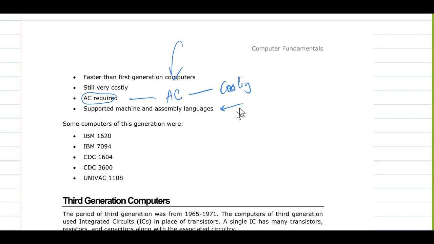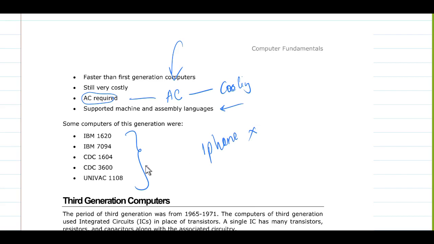So for the examples of computers that were in the second generation, you can see the names here, and the idea is that you can always Google for these names and see how they look. The same way you can Google for iPhone X, or iPhone 8, or whichever latest iPhone we have.